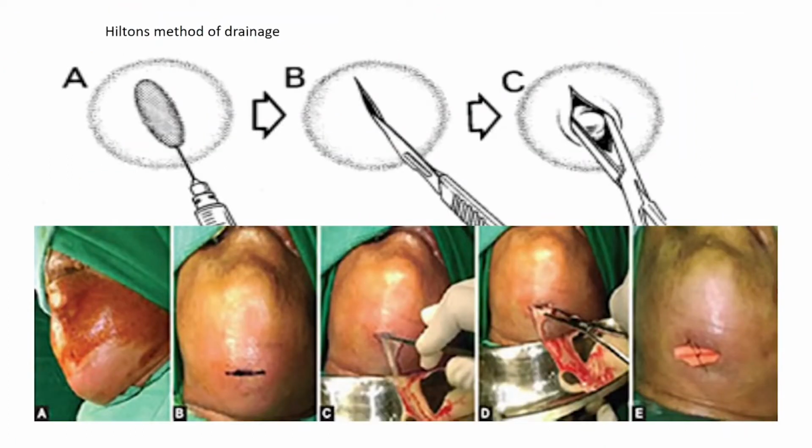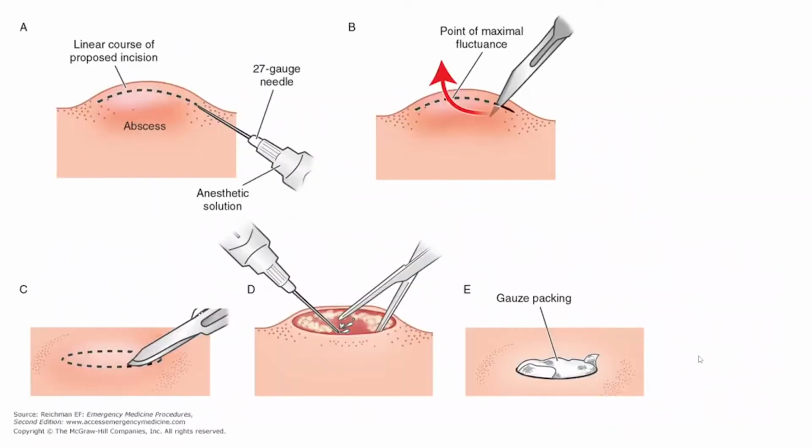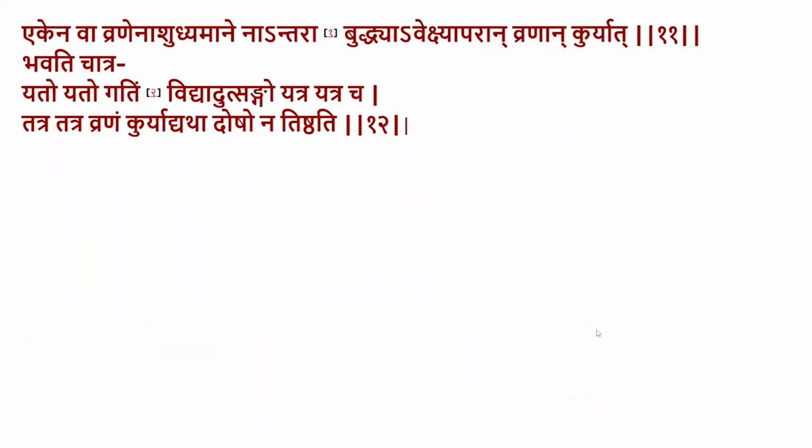Now coming to Ayata and Vishala: in the current protocol, we follow Hilton's method of drainage for an abscess, and that is exactly what Ayata and Vishala would say. You make an incision in the area where the maximum fluctuation is seen, pus is drained out, and the incision should be wide enough. The same issue is mentioned in the current protocol with more diagrammatic presentations.